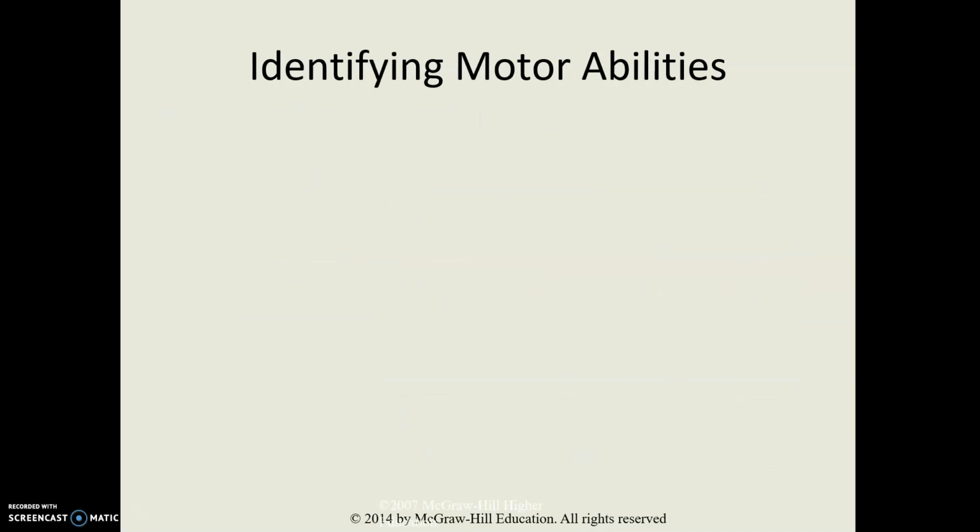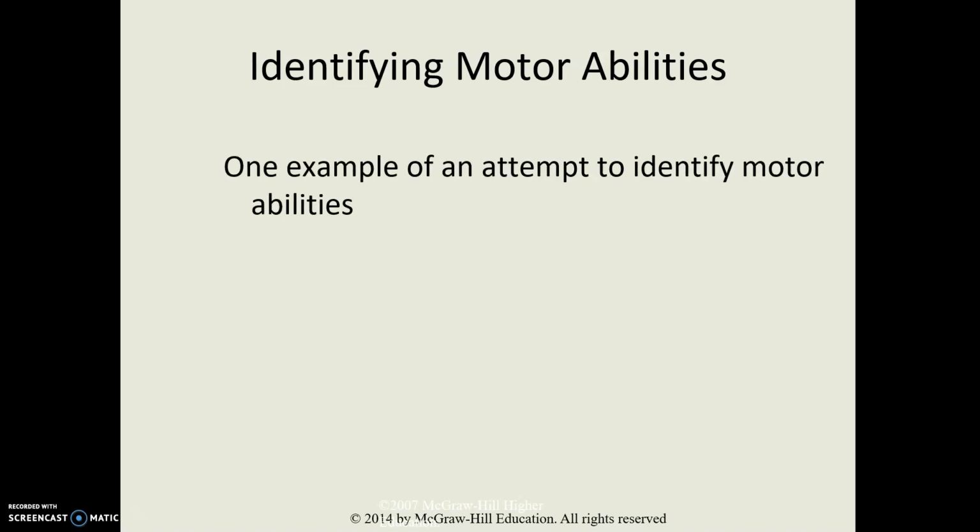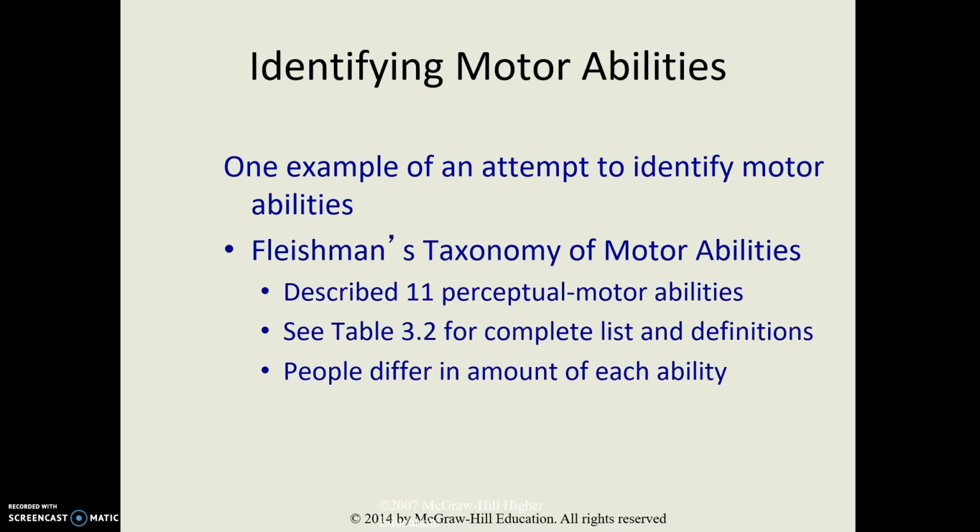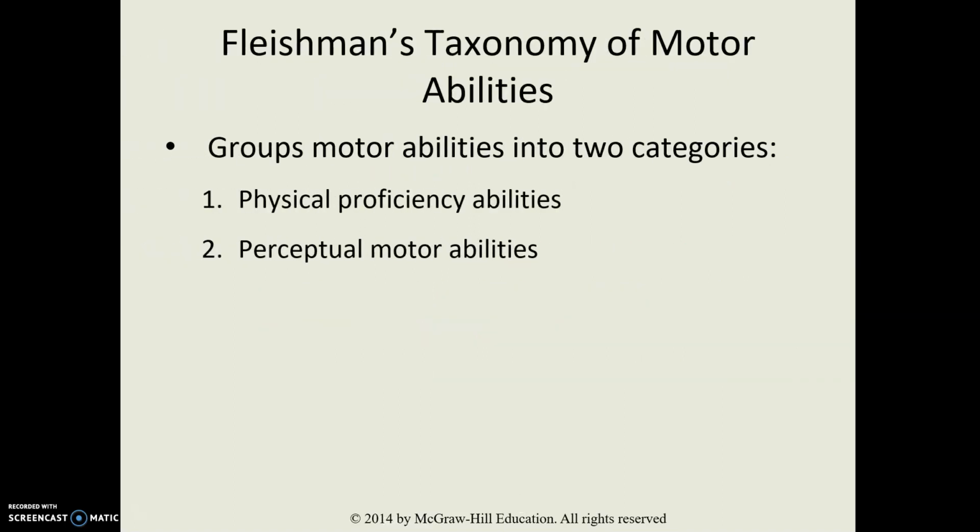So let's just look at some of these specific motor abilities as we finish up this chapter. One example of an attempt to identify various motor abilities was a man named Fleishman, and he actually described 11 different perceptual motor abilities, and he also demonstrated some physical motor abilities. So let's look first at his physical proficiency abilities, and then we'll go to his perceptual motor abilities.